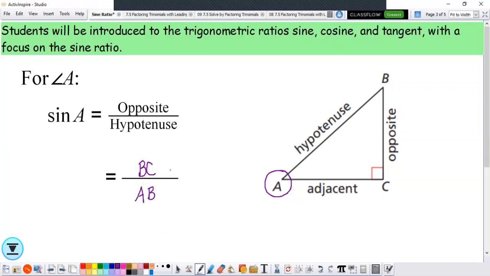And since we're talking the lengths, we're going to use notation for length. So the length of BC over the length of AB. If we had actual measurements, we could put the actual measurement in here, which is what we will do on the remaining triangles.